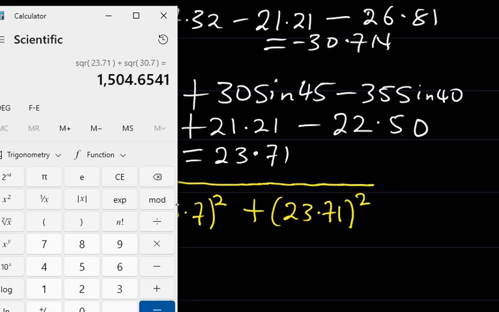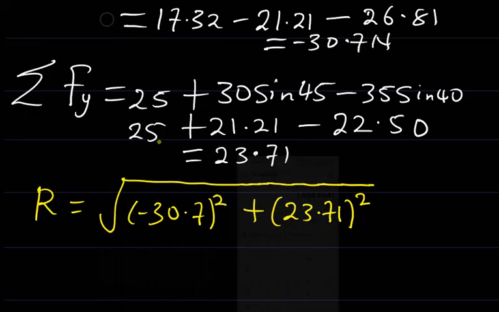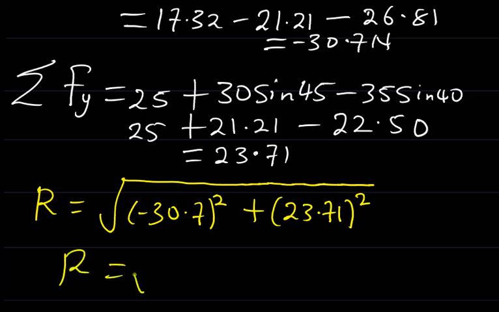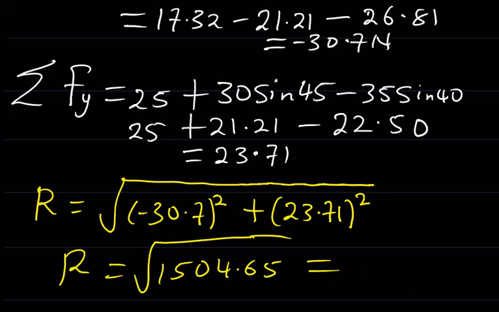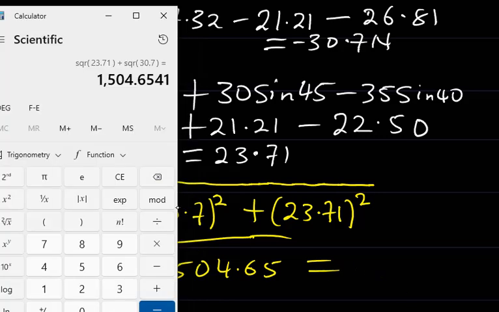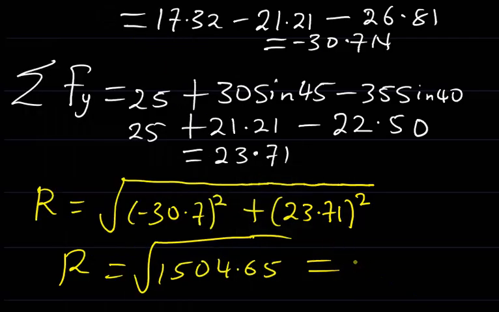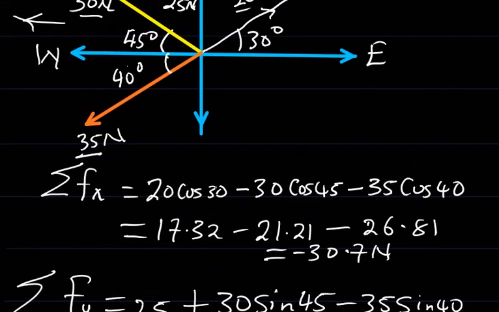All right, add everything together. That is 1504.65. The square root of 1504.65. What does it give? 38.8. So the resultant is 38.8 Newton. I hope that is well understood.